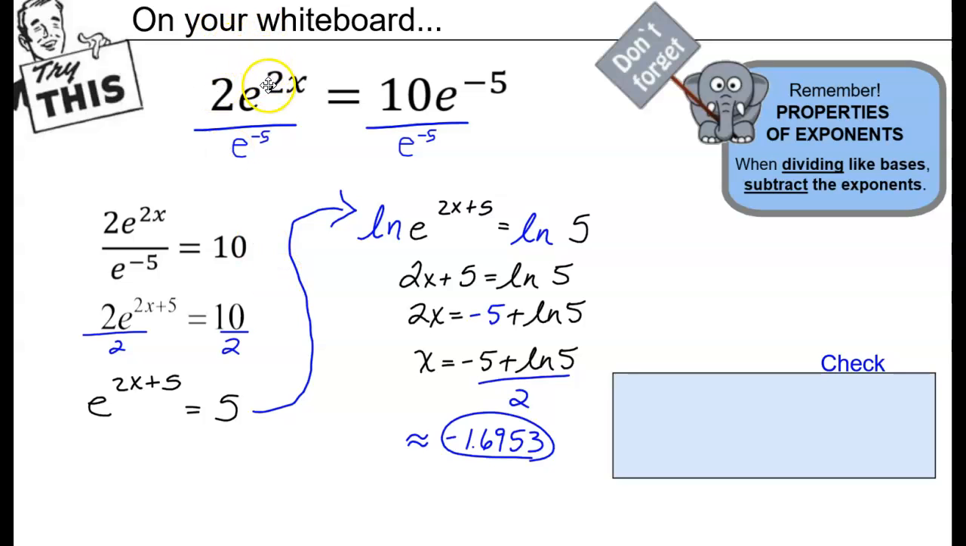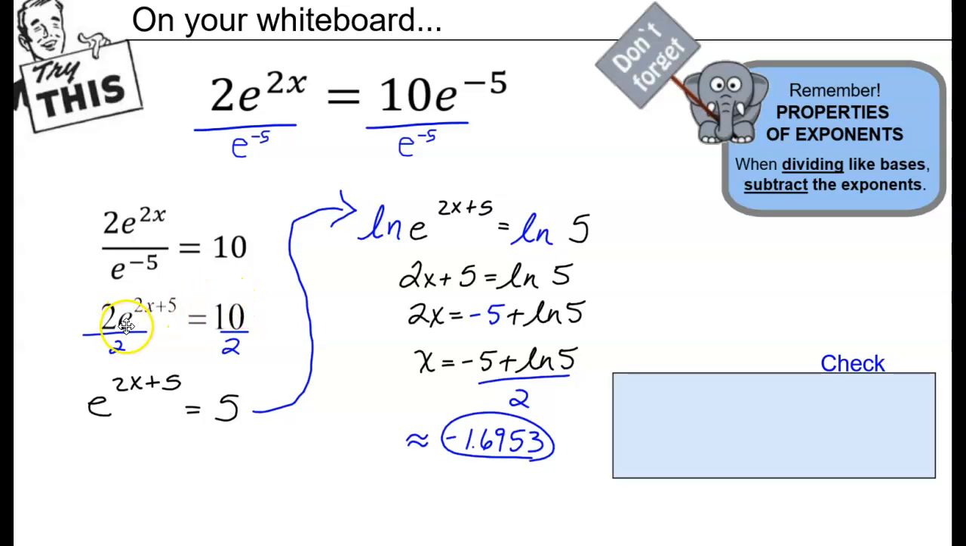Okay, so I started by dividing both sides by e to the -5 so I could get my base of e together on one side. And that gives me 2e to the 2x over e to the -5 equals 10. And then our properties of exponents say that when you divide the same base, you subtract the exponents. 2x minus a -5 gives us 2x plus 5. So we have 2e to the 2x plus 5 power equals 10.